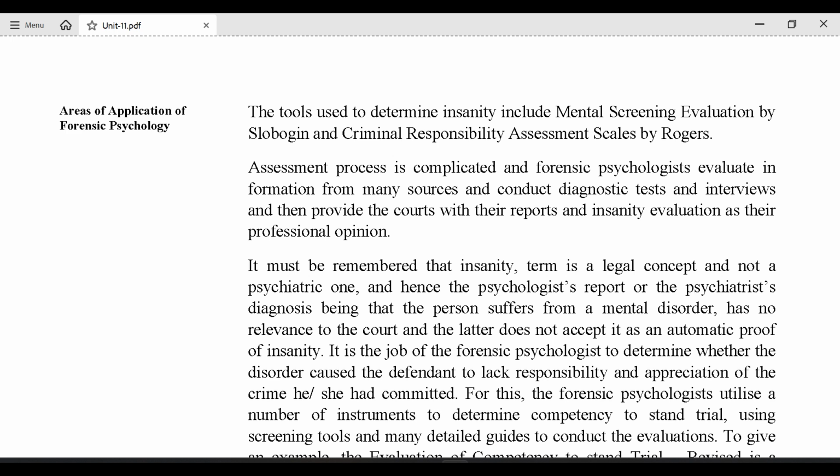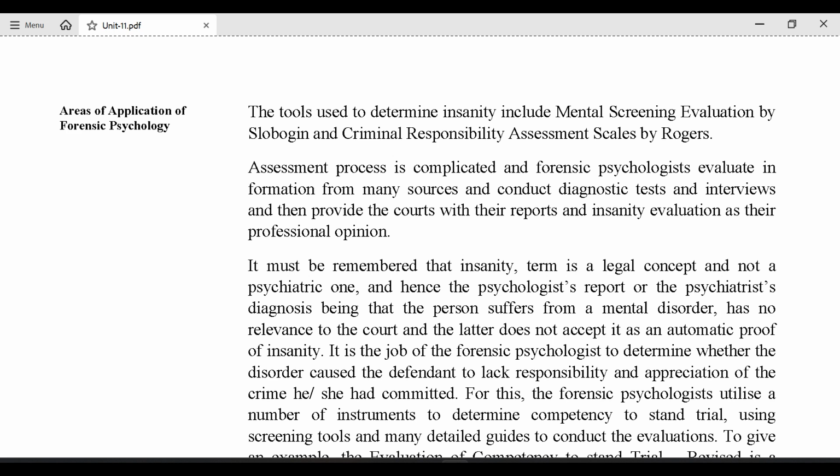The assessment process is complicated, and forensic psychologists evaluate information from many sources and conduct diagnostic tests and interviews, and then provide the courts with their reports and insanity evaluation as their professional opinion. It must be remembered that insanity is a legal concept and not a psychiatric one, and hence the psychologist's report or the psychiatrist's diagnosis that the person suffers from a mental disorder has no relevance to the court, and the court does not accept it as automatic proof of insanity.